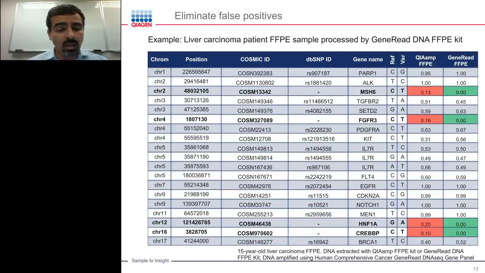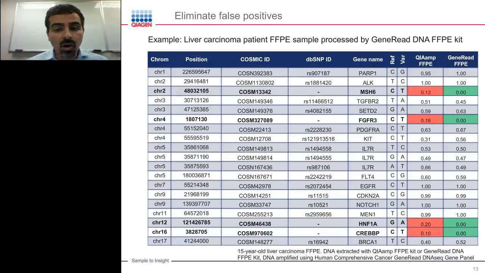Once the DNA was isolated, we enriched 160 genes that are heavily implicated in cancer using the GeneRead Comprehensive Cancer Panel. We constructed libraries to be sequenced on an Illumina platform, specifically the MiSeq. What you're looking at here are the different variants that have been detected in some of these genes in this 15-year-old liver cancer FFPE sample. And what you see in the red and green cells are those mutations that have been corrected for by the GeneRead FFPE kit.